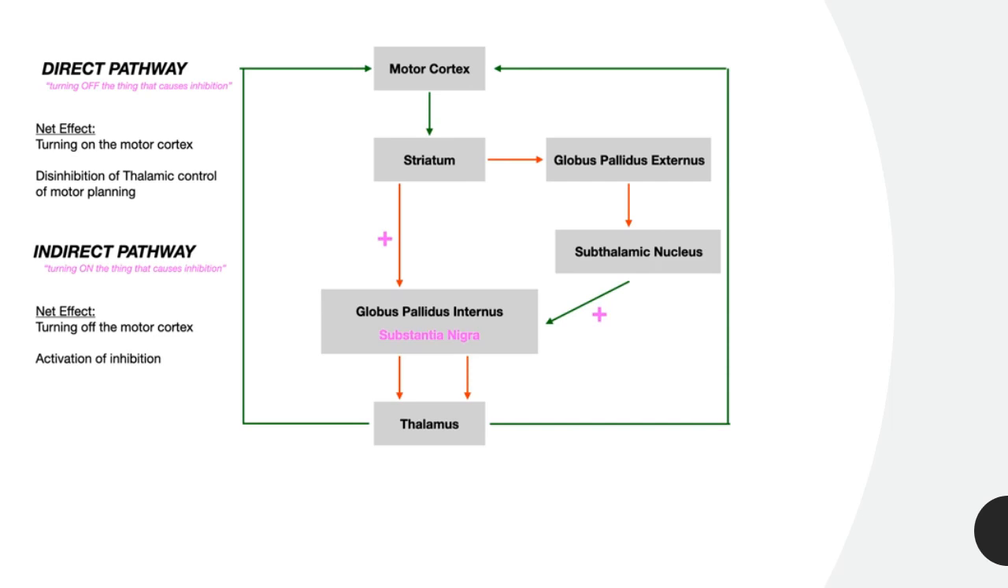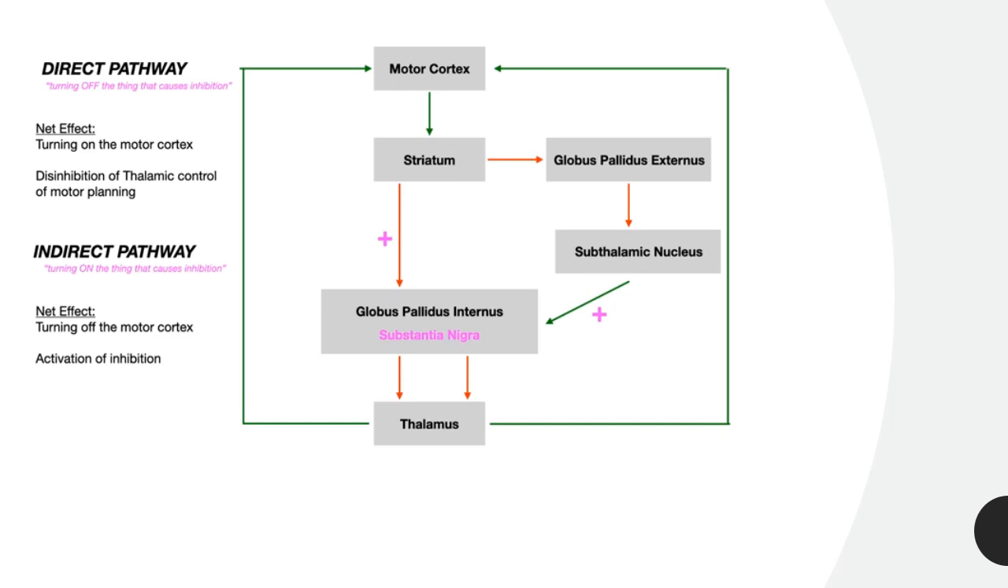In the direct pathway, what you'll notice is that the striatum turns off the substantia nigra, which is where you see the pink plus sign next to the red arrow going from the striatum down to the substantia nigra. This in the direct pathway is disinhibition, right? Because you're inhibiting the thing, the substantia nigra, that normally inhibits motor planning. So in the direct pathway, it would be correct to say that the direct pathway disinhibits thalamic control of motor planning because you're turning off the thing that causes inhibition. Okay, you're turning off the substantia nigra, which normally causes inhibition.